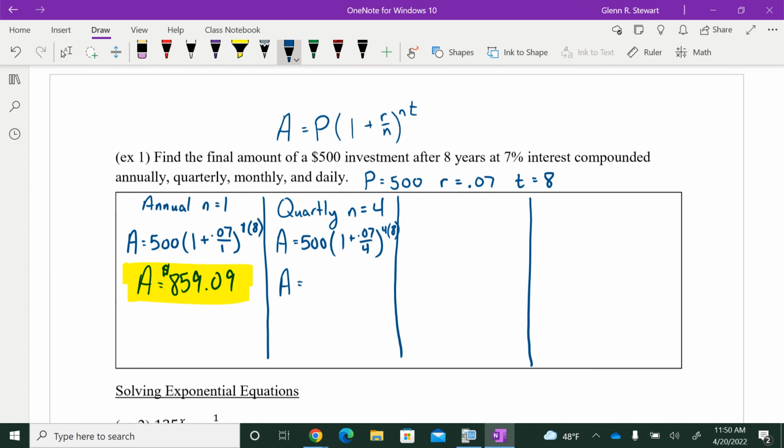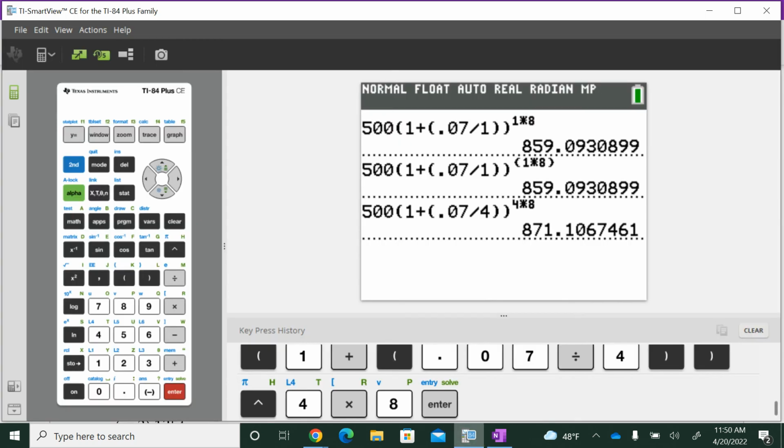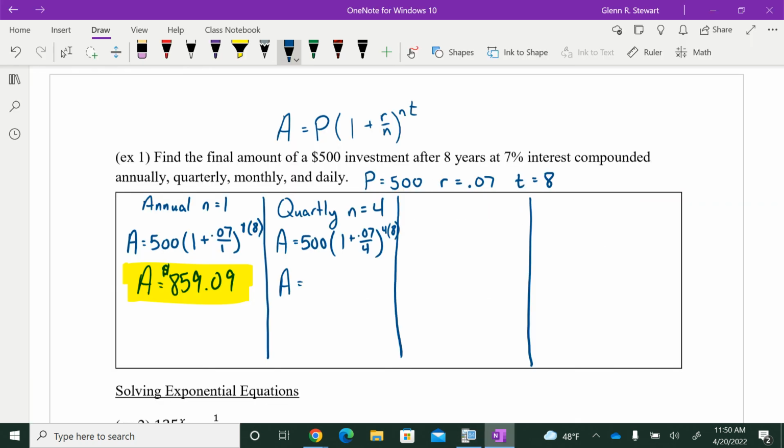Though it was originally 1 because we said annual, it's going to be 4 times 8 because it's now quarterly. We'll have to put that there too. 871.11.